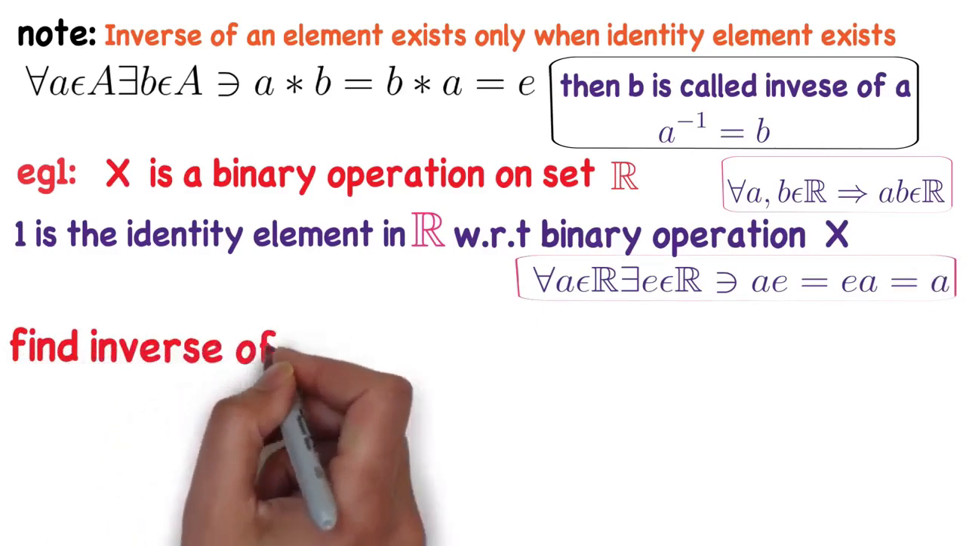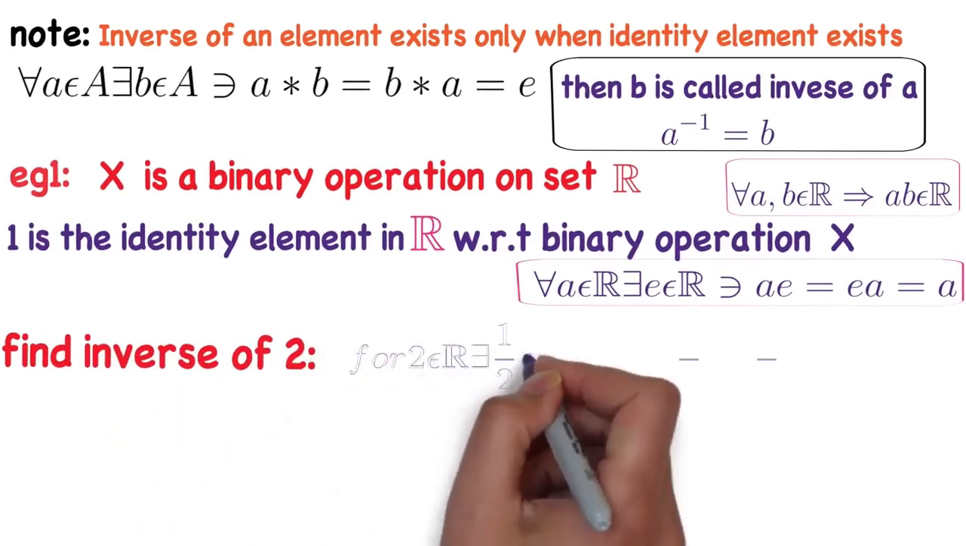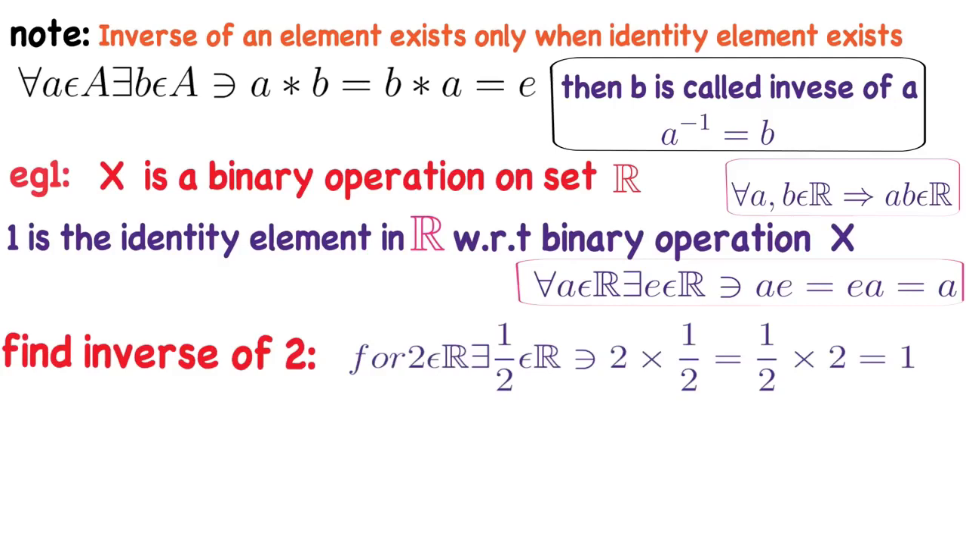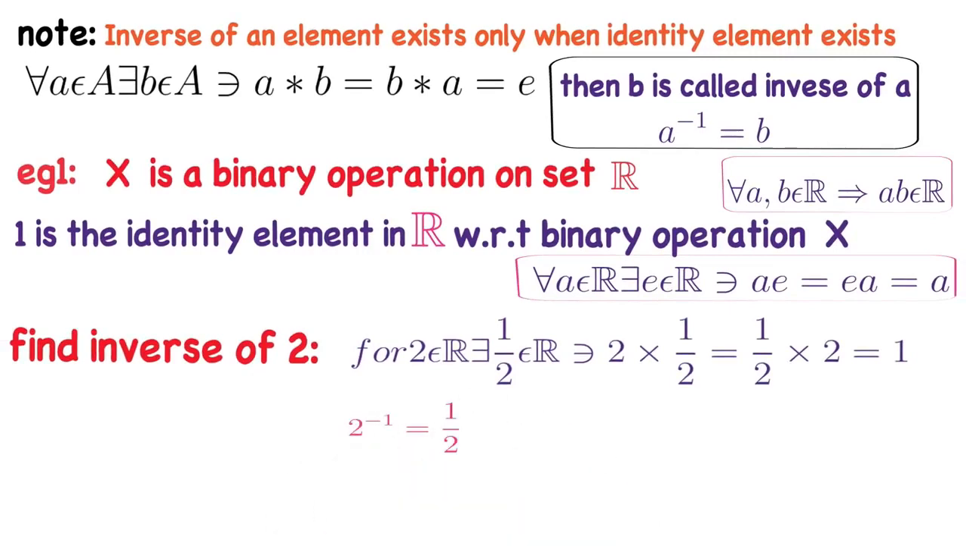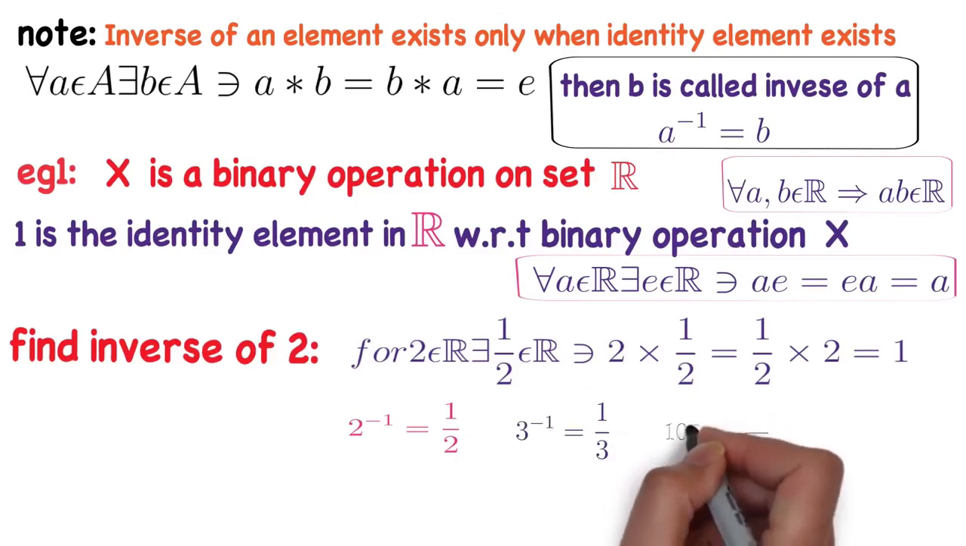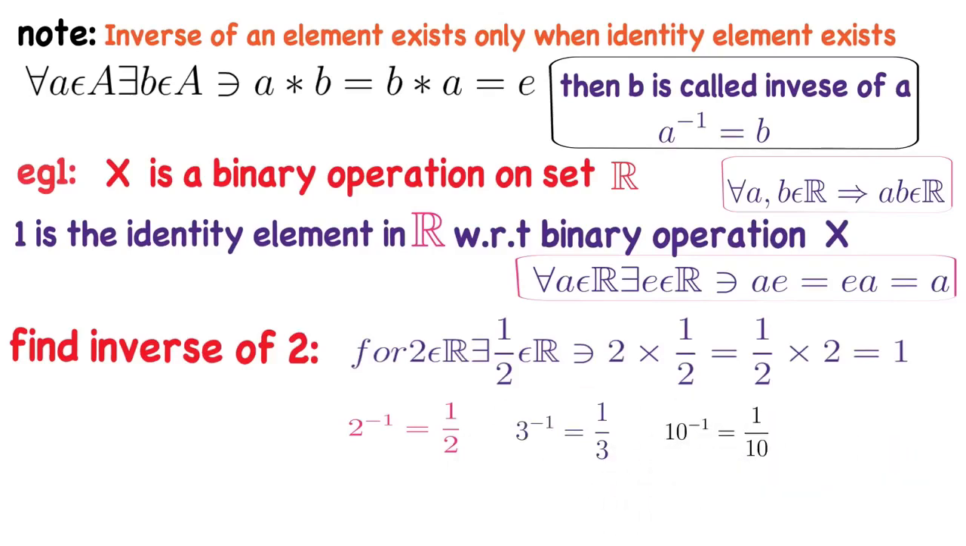Now we will find the inverse of the element 2. You take 2. To find the inverse of 2, there exists 1 by 2. 1 by 2 is a real number. 2 into 1 by 2 equals 1 by 2 into 2 equals the identity element, which is 1. So 2 inverse equals 1 by 2. Similarly, what is 3 inverse? 3 inverse is 1 by 3. 1 by 3 is a real number. 3 into 1 by 3 equals 1 by 3 into 3 equals the identity element 1. In the same way, 10 inverse equals 1 by 10.